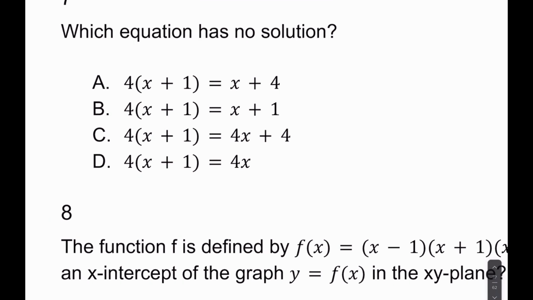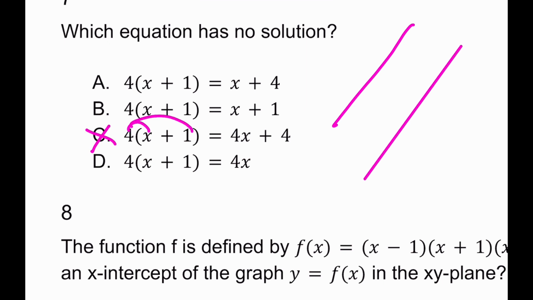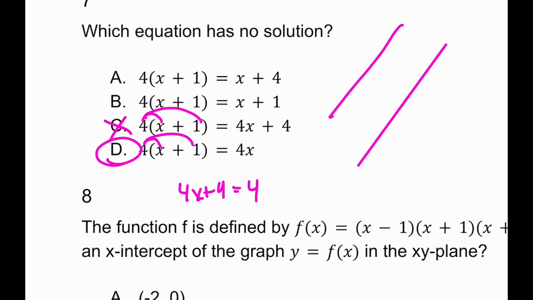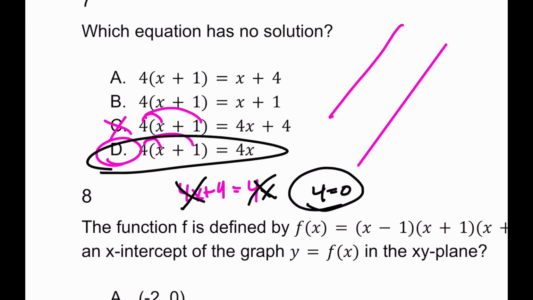Number 7 says, which equation has no solution? No solution. So for no solution, I'm looking for which ones have the same slope, but maybe different y-intercepts or something like that. Again, no solution is when you have same slope, but different y-intercepts. I don't like C because if I distribute that, that would be infinitely many solutions. It's probably D, and I can check. When I distribute, I have 4x plus 4 equals 4. At that point, subtracting 4x from both sides, I have 4 equals 0. When does 4 equal 0? Never. That's no solution, it's D.